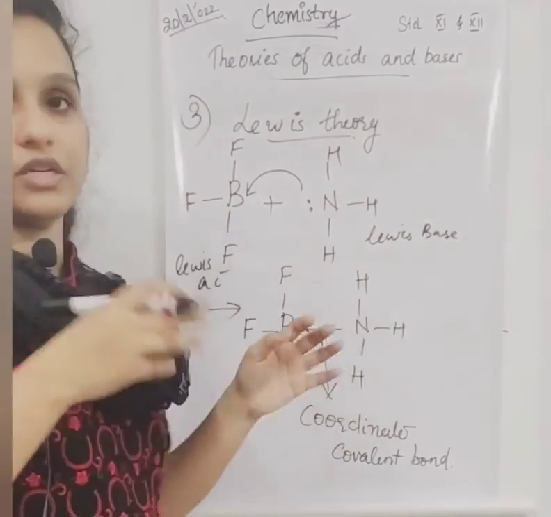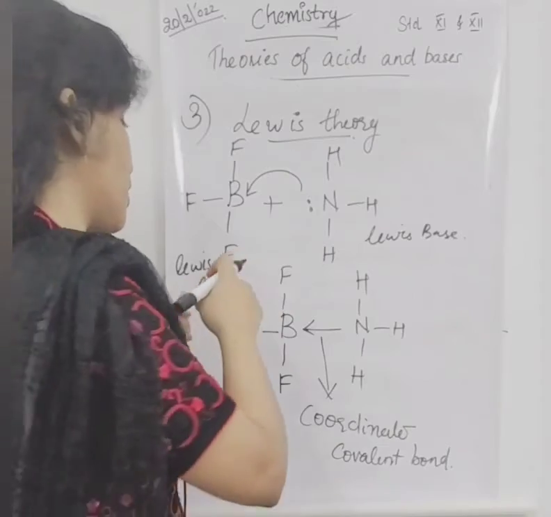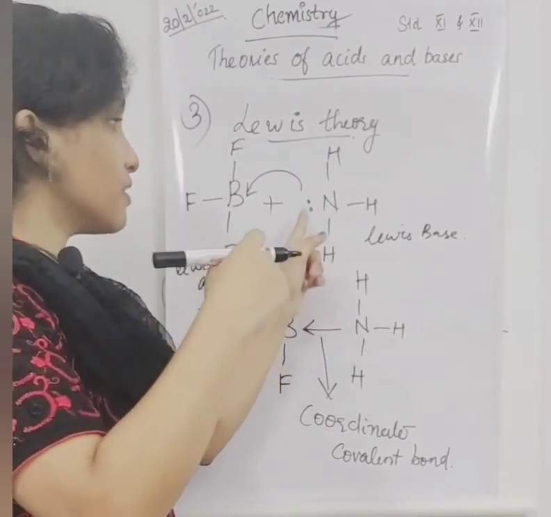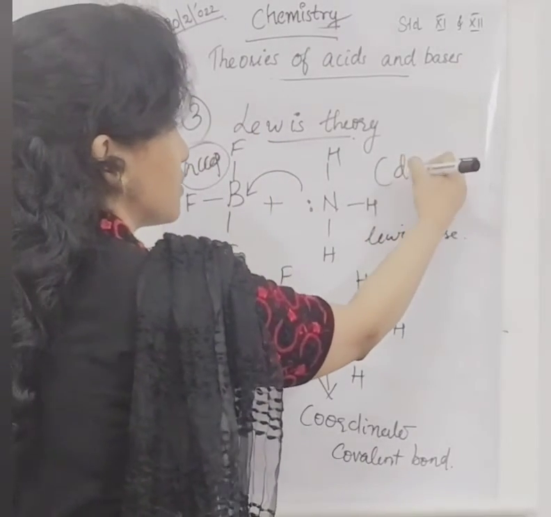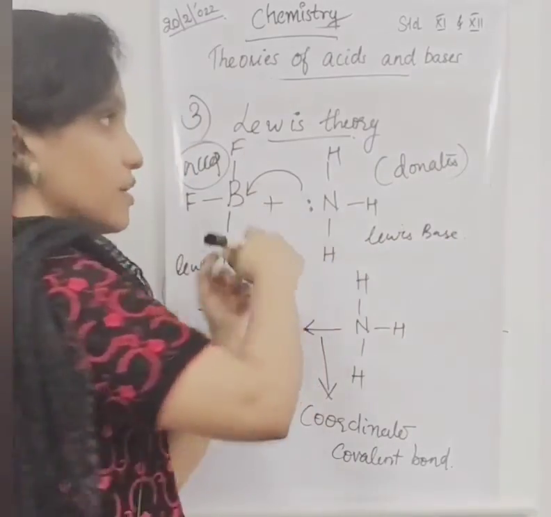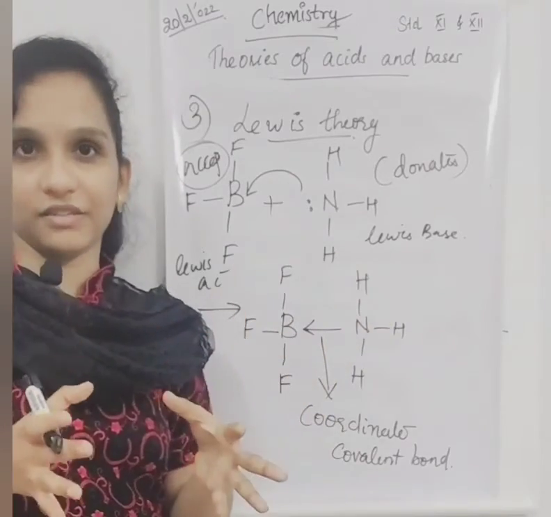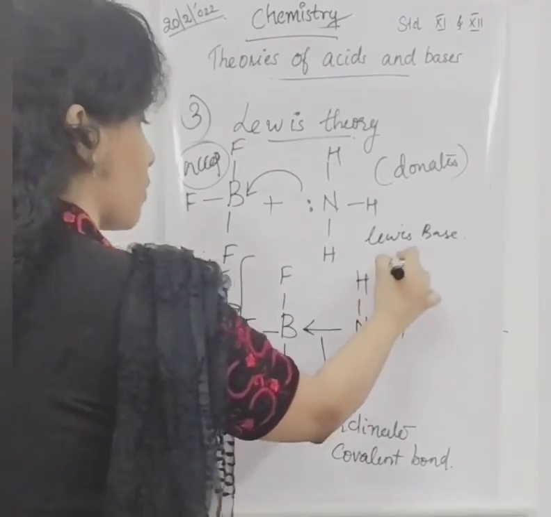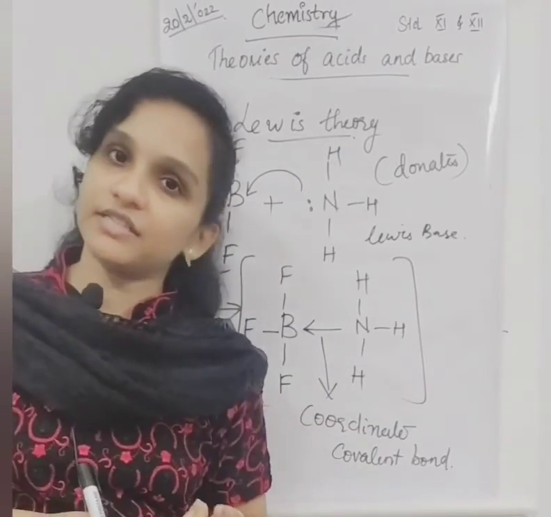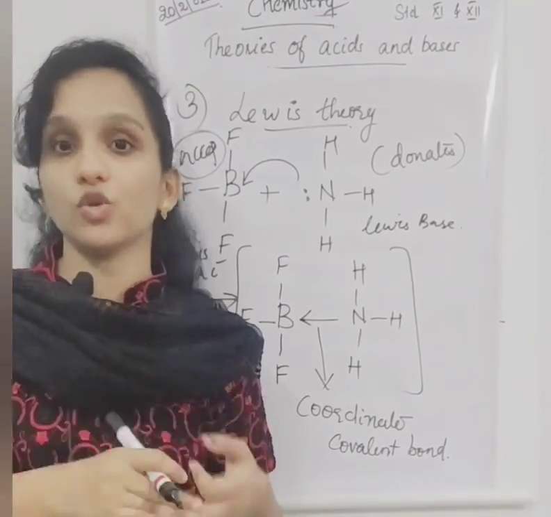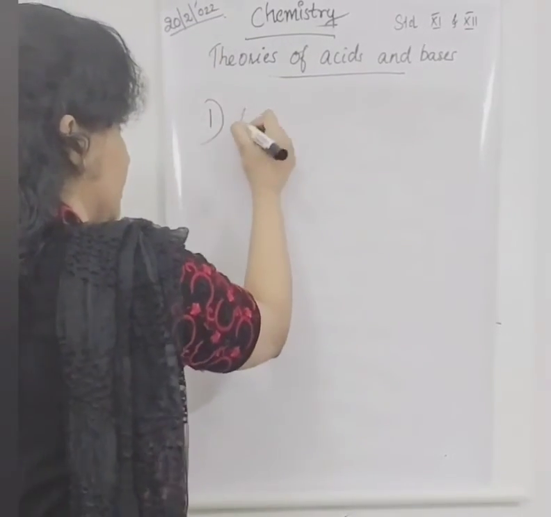So according to Lewis, what is a Lewis acid? Electron pair acceptor is known as Lewis acid, and electron pair donor is known as Lewis base. Okay, so this is the coordinate bond formation. Now let's summarize what all theories we have studied. That is Arrhenius theory, Bronsted-Lowry concept, and Lewis theory. So let's summarize. First one is Arrhenius.